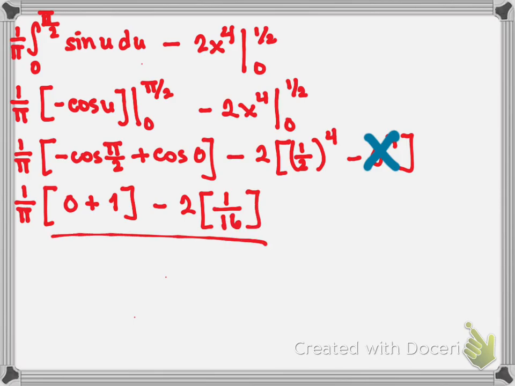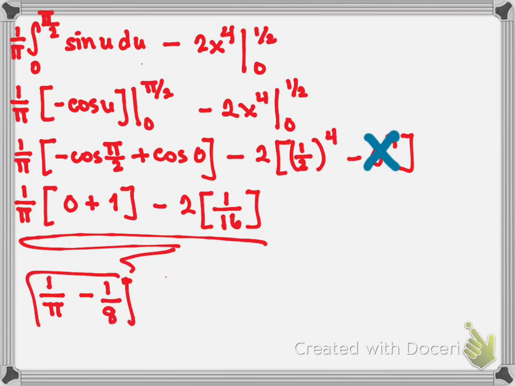Can I leave my answer like this? Of course. That one is already good. If it was a multiple choice question, then it becomes 1 over pi minus 1 over 8. But please do not waste your time trying to simplify your expression. As long as you have evaluated the negative cosine pi over 2, and the cosine of 0, you'll be fine. And of course, 1/2 to the 4th power. They wanted to know if you know how to evaluate those.